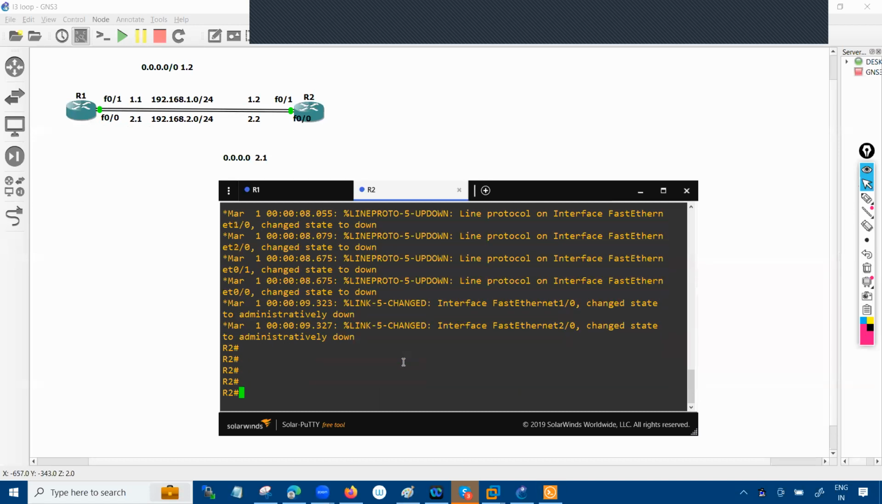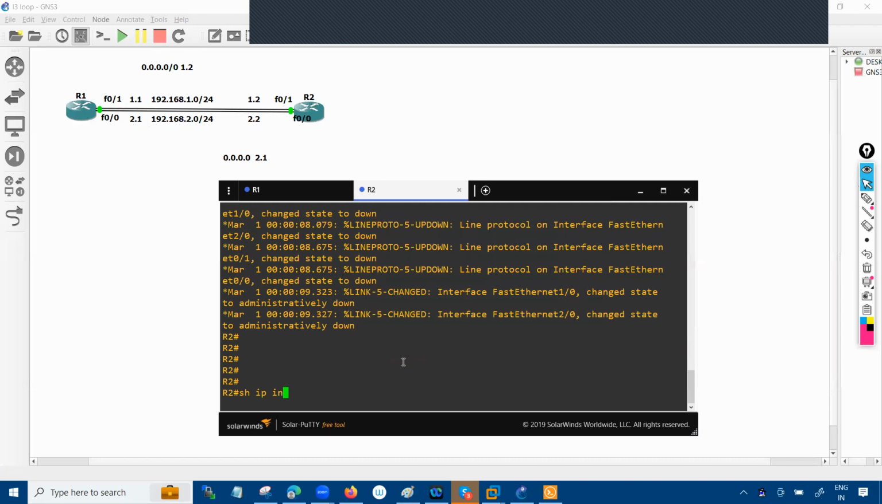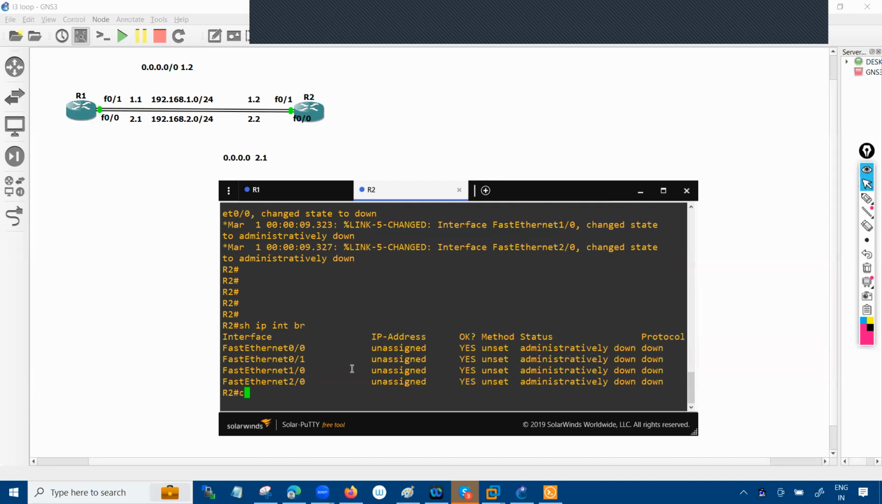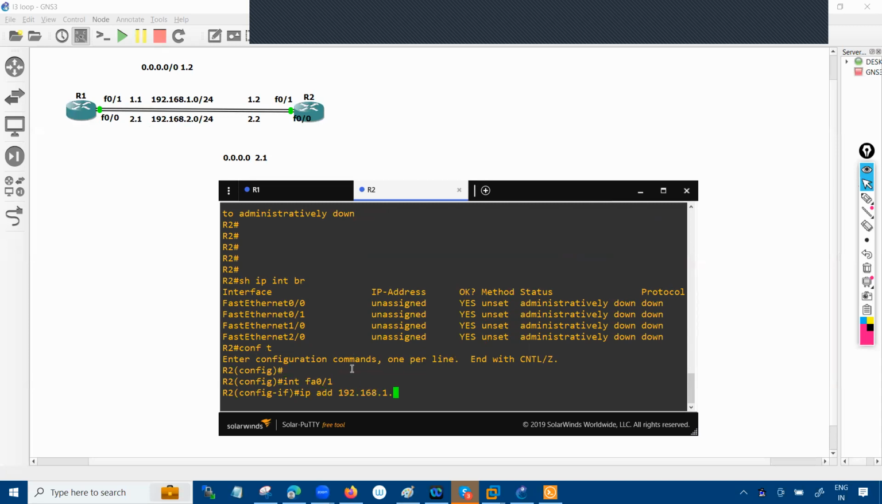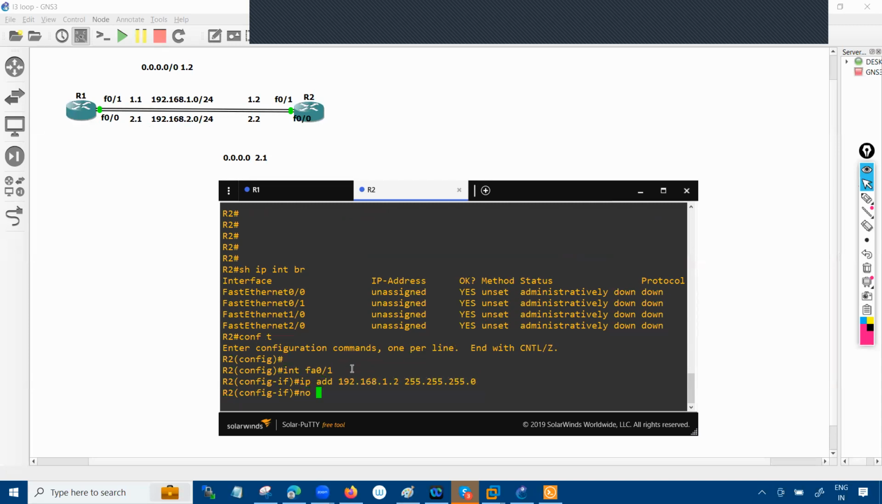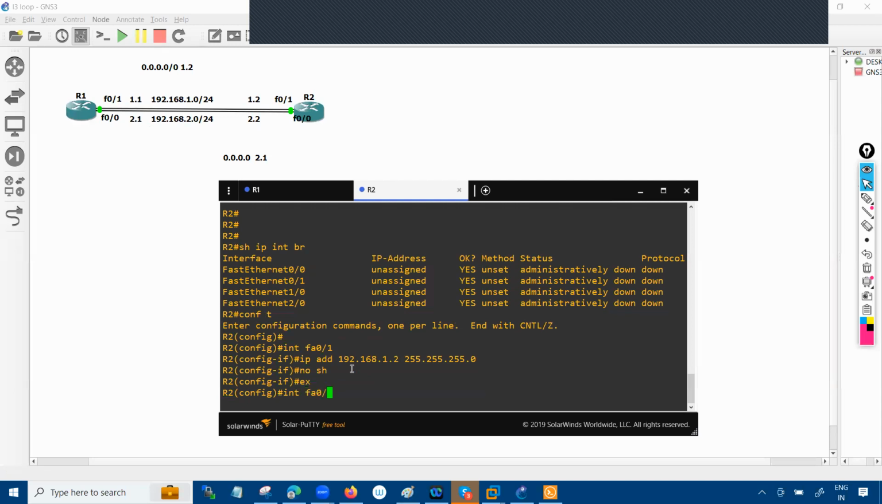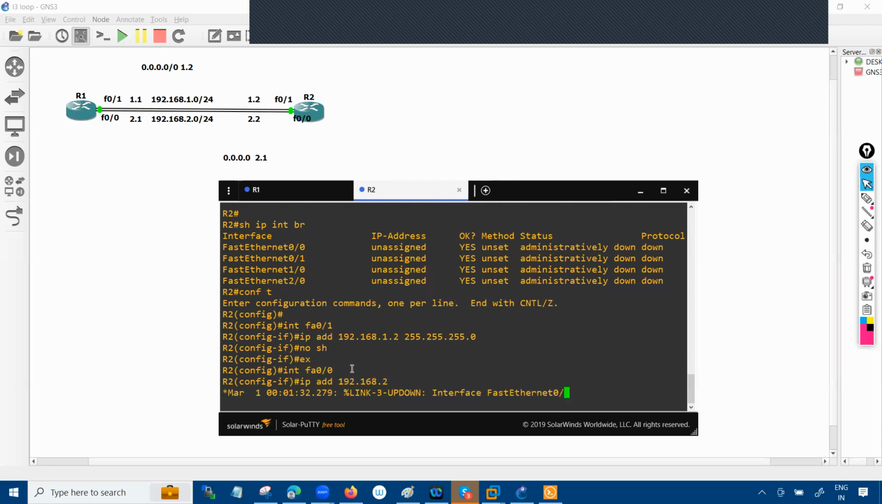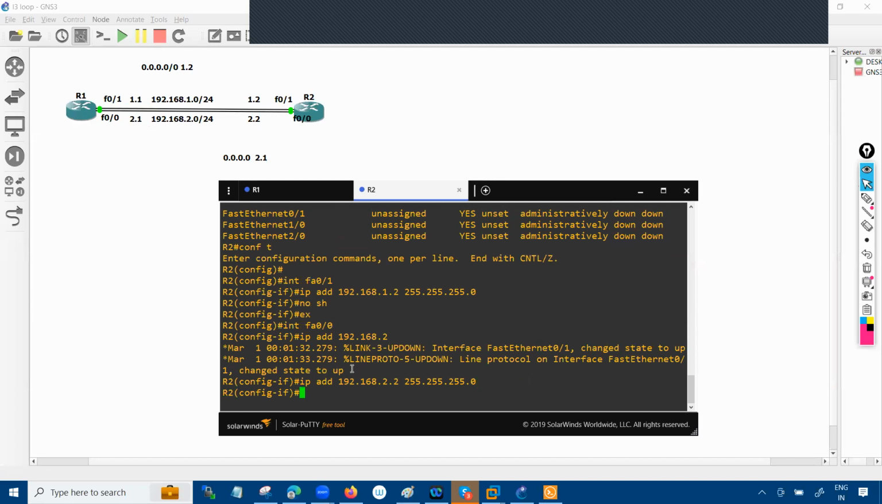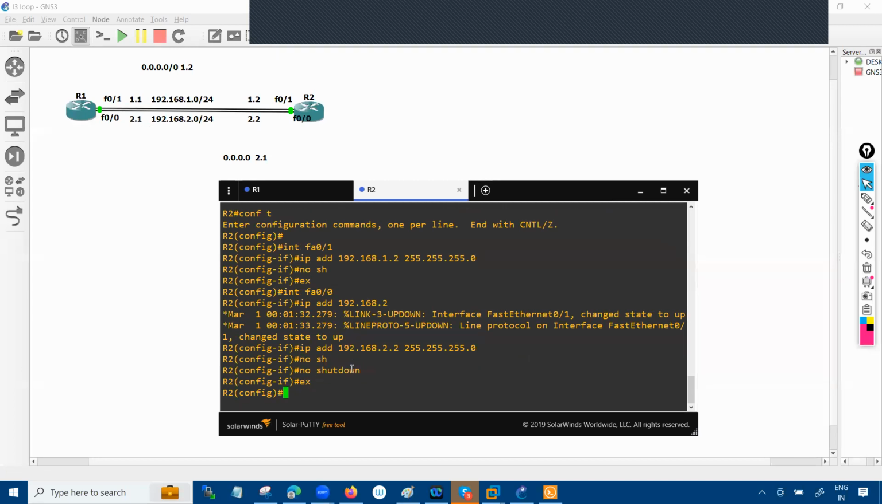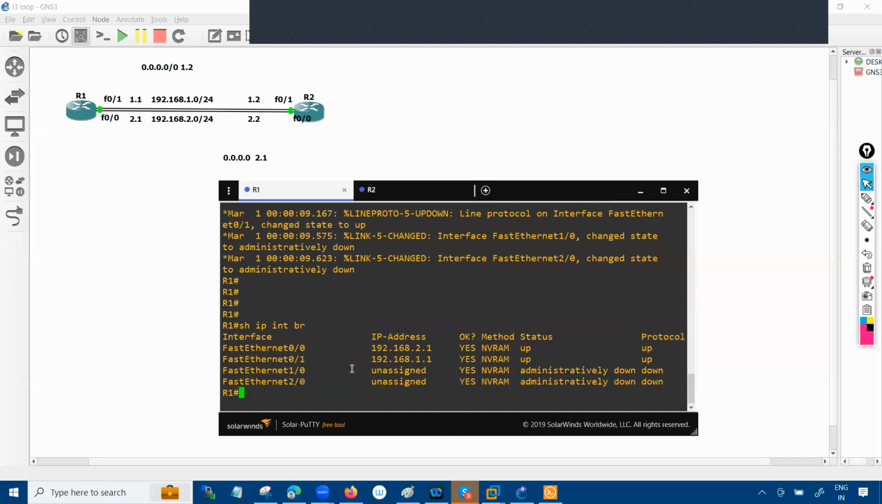Same thing on router number 2 right now. So, show IP interface brief. Okay, I don't have it. So let's configure it. Interface 0/1, I have 192.168.1.2/24 and no shutdown. And interface 0/0 IP address will be 2.2. Guys, please pay attention, and this topic, the layer 3, will clear more concepts of routing. Okay, so now we are done with the IP addressing.